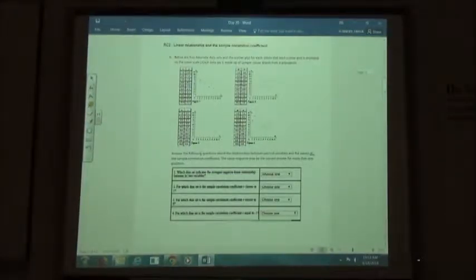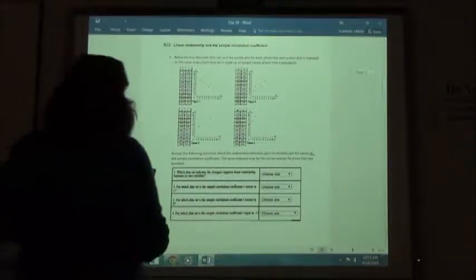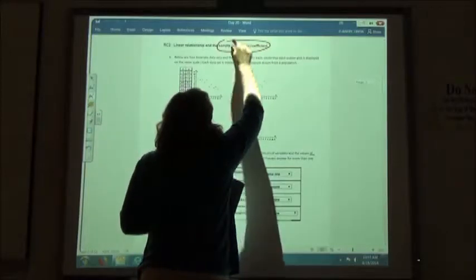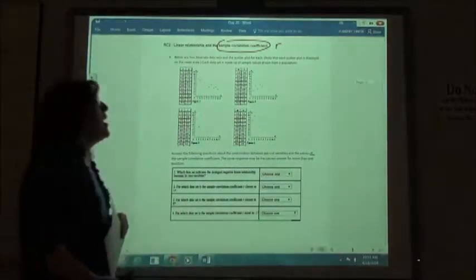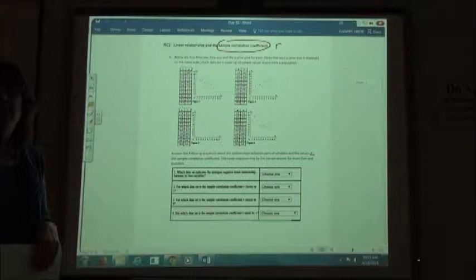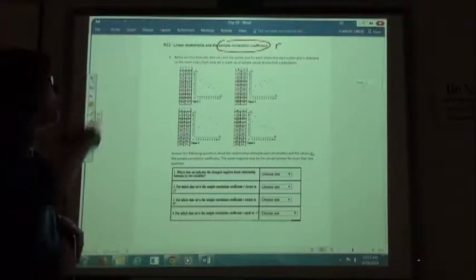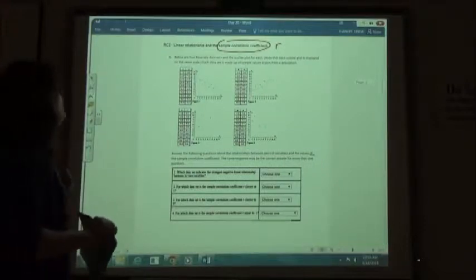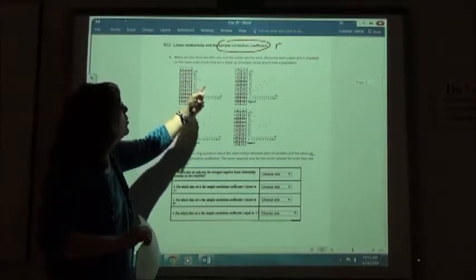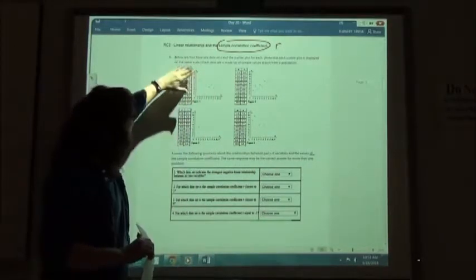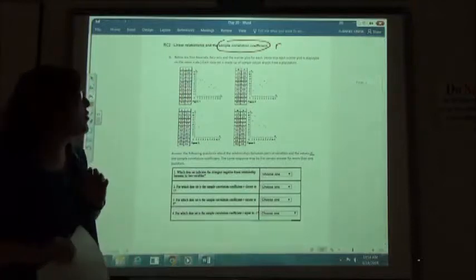Four, 5, and 6, now we're doing the linear relationship and the sample correlation coefficient. The sample correlation coefficient is called R. It gives you a value, and if the value is 1, then my line would be exactly straight. If it's positive 1, my line would be going up. If it's negative 1, it's going down. When you're doing statistics, R tells you how close your line of best fit is to your dots. It's only equal to 1 if your dots would all be in an exact straight line.